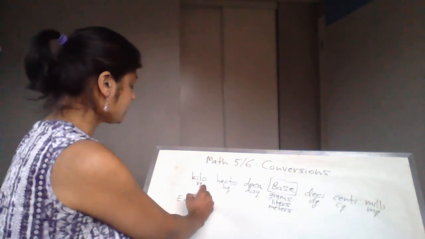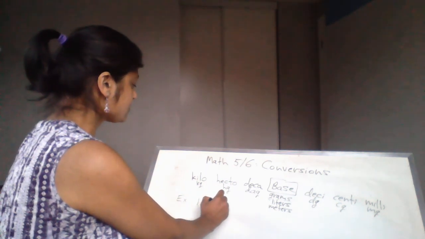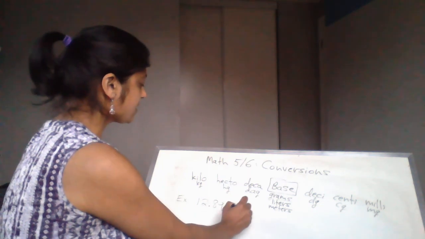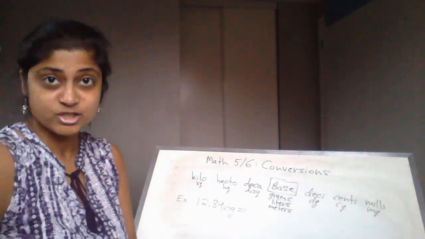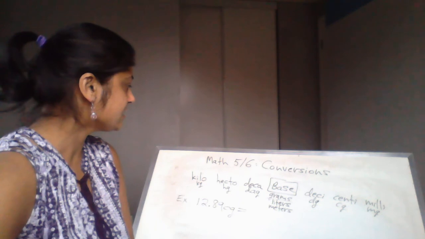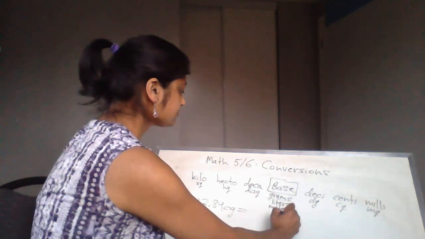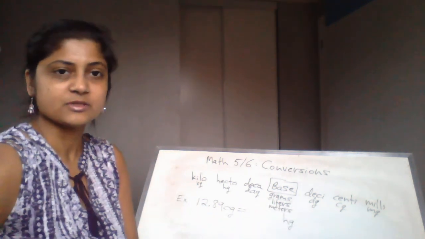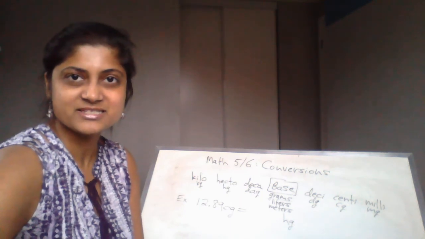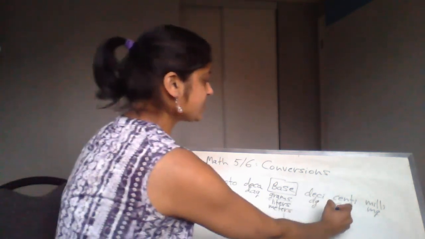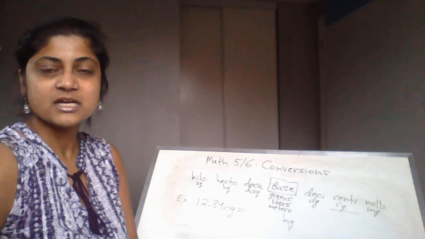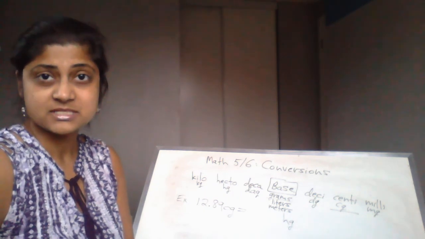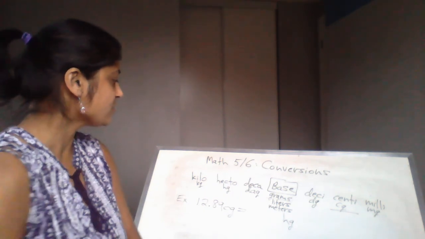So let's start with maybe centigrams. So 12.89 centigrams. So CG, okay? And let's change it into hectograms. So I'm going to put HG, all right? So we are going to start from here. We're at centigrams. And we're going to move to the left this time, okay? And we're going to hectograms.